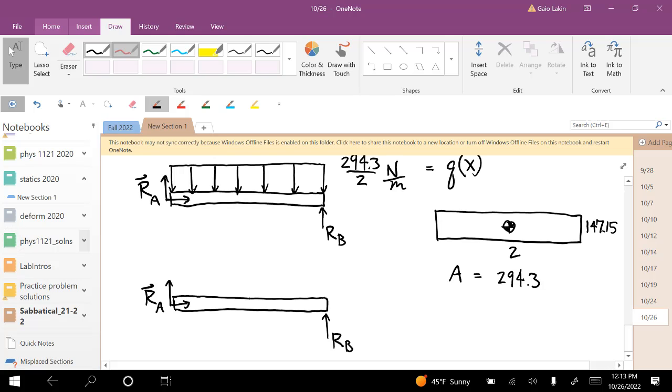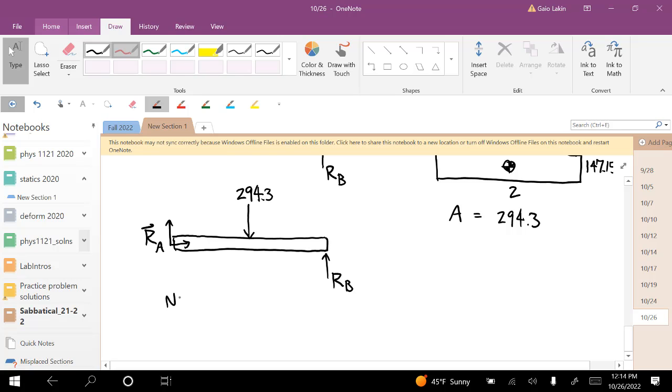We didn't really need to calculate that because we've done this a million times. We just do it in our head. But I'm just showing you this explicitly because this is what we're going to do once we come to the cut. Okay, so we have a weight force of 294.3 acting right at the middle. You with me on that?